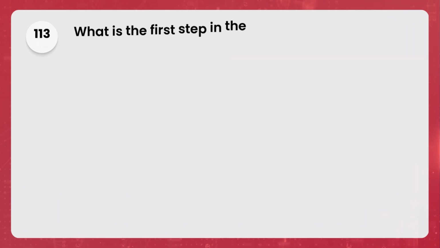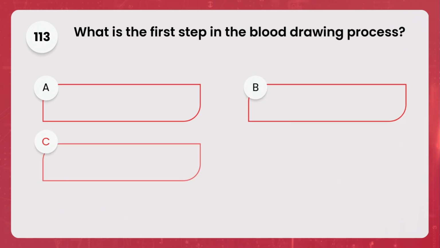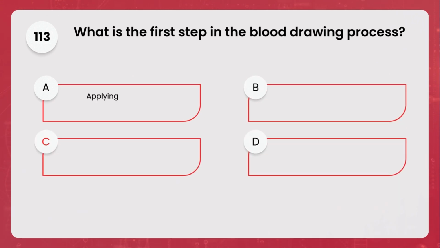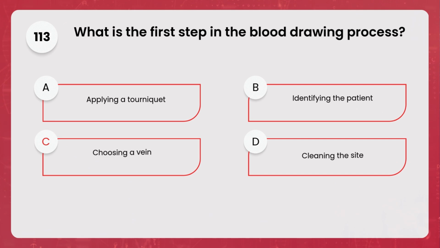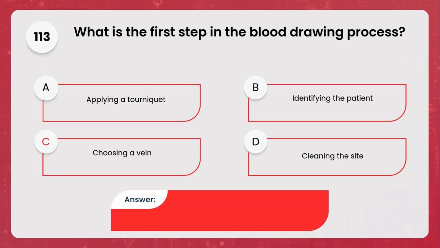Number 113. What is the first step in the blood drawing process? A. Applying a tourniquet. B. Identifying the patient. C. Choosing a vein. Or D. Cleaning the site. The answer is B. Identifying the patient.